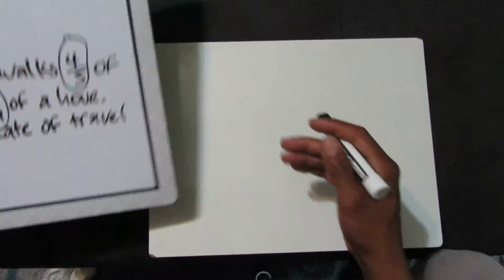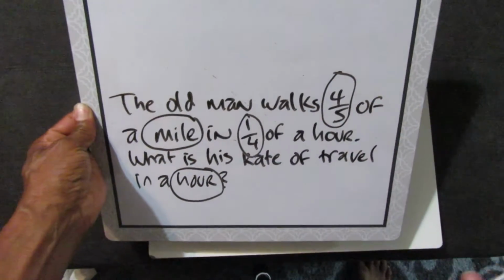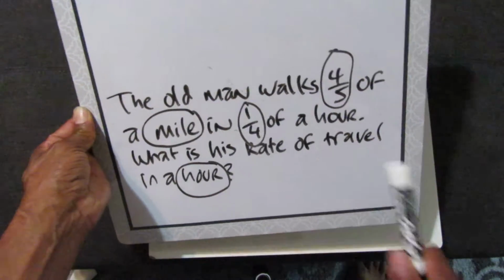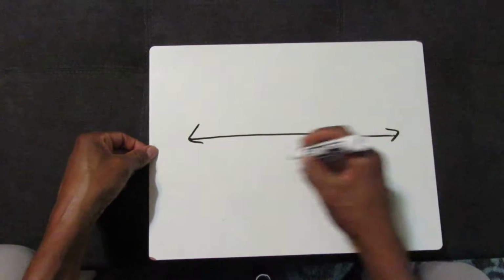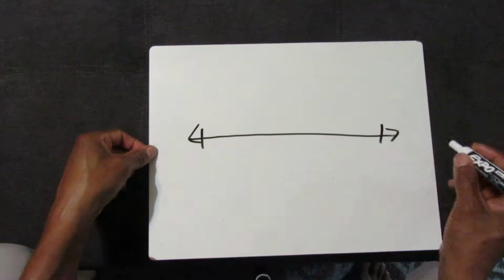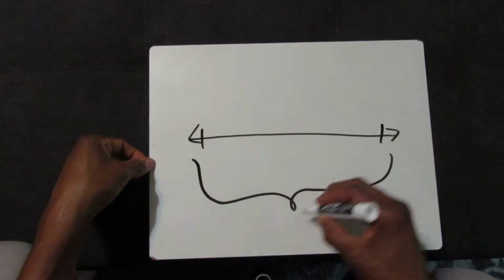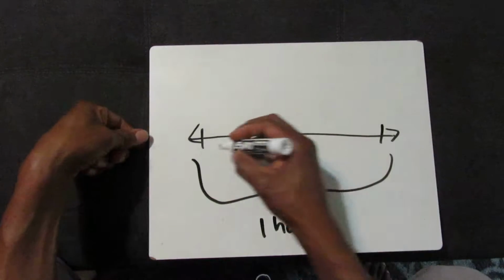Once again, this was the challenge. The old man walks 4/5 of a mile in 1/4 of an hour. What is this rate of travel in an hour? Another way, besides using the division algorithm, is to use a number line, a very basic number line. We're going to use that number line to represent the 1 hour.